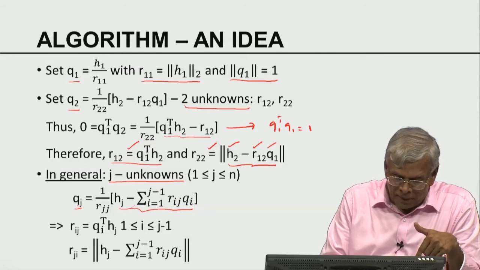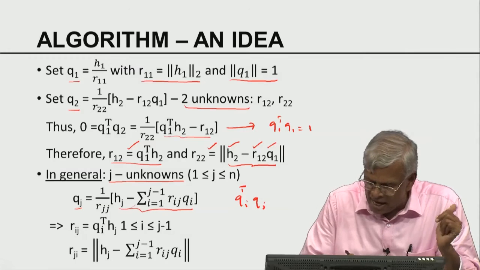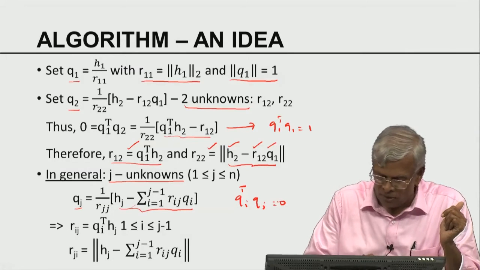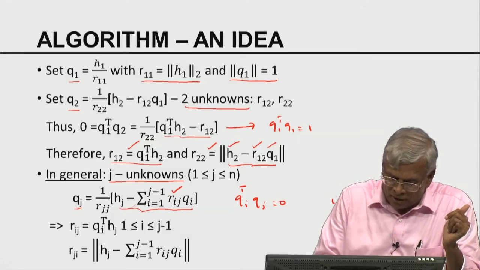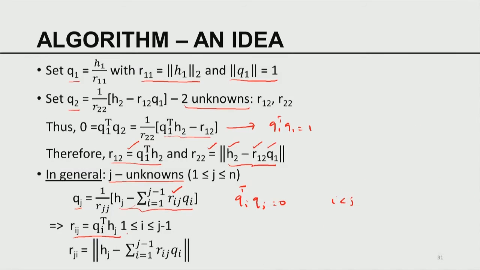So by multiplying Qi transpose Qj for i less than j and equating to 0, I compute all the values of Rij to be Qi transpose Hj. So I have computed j minus 1 such constants. Then Rjj is computed by the norm of the entire vector. Therefore, Rjj is equal to the norm of that vector.